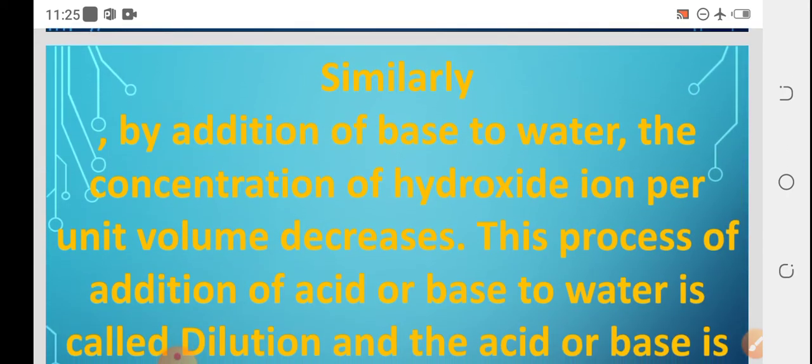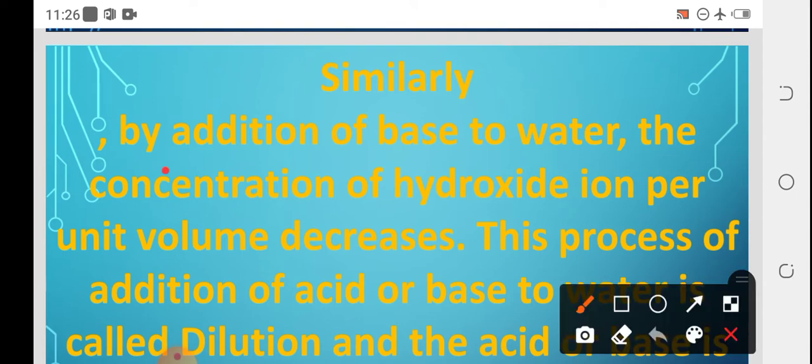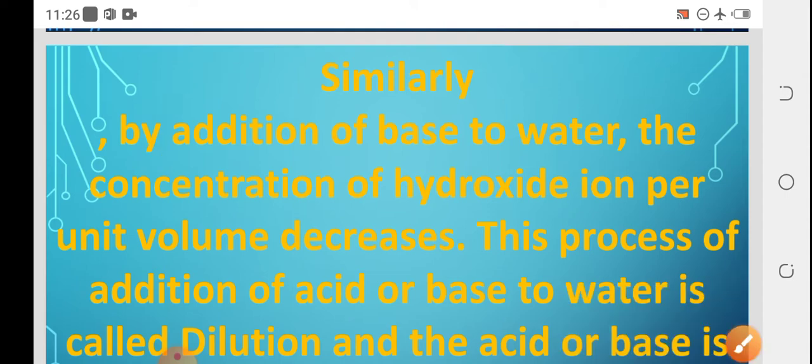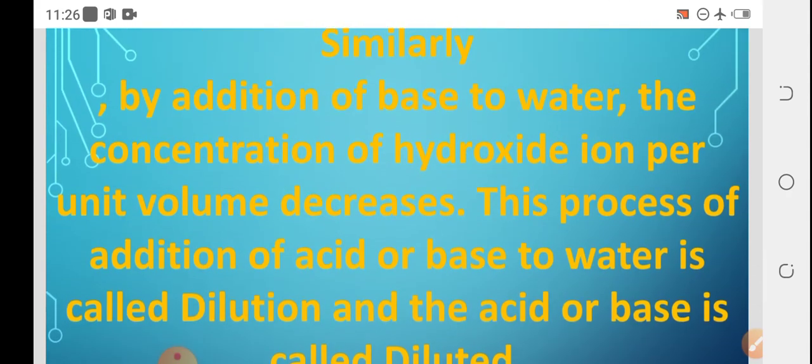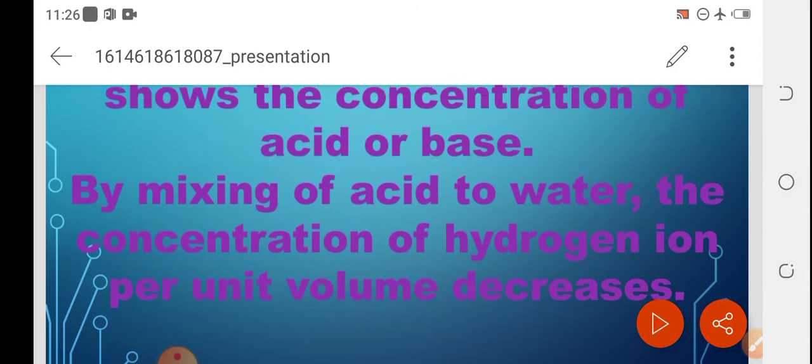Addition of base to water: the concentration of hydroxide ions per unit volume decreases. This process of adding acid or base to water is called dilution, and the acid or base is called diluted. You can understand this from these two concepts.